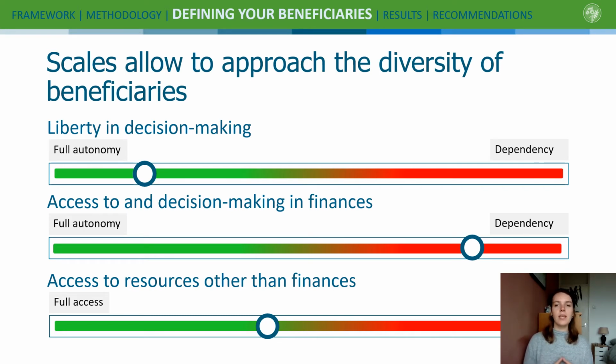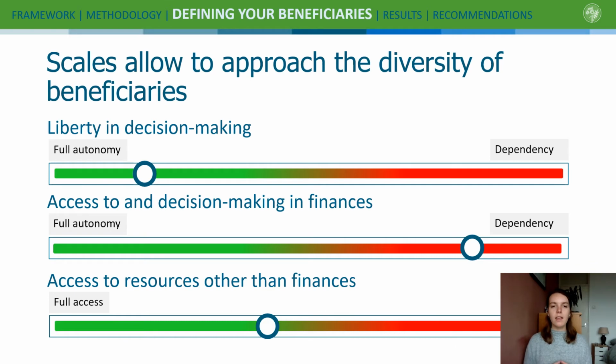So first of all, we mentioned liberty in decision making. And liberty in decision making is more of an overarching concept. And so it includes freedom of movement, decisions for the family, activities to participate in. We mostly added this skill to show a woman's perception of her freedom.